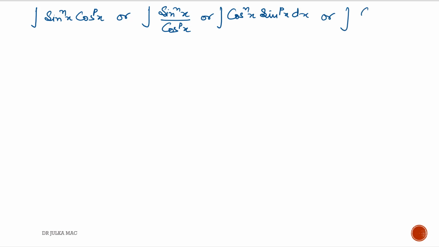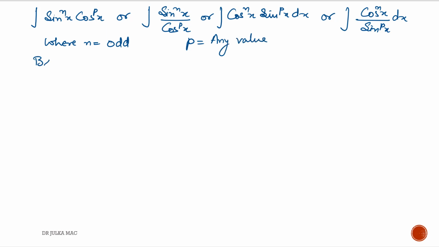Next point, whenever we have sin raised to power n x into cos raised to power p x, or sin raised to power n x divided by cos raised to power p x, or cos raised to power n x into sin raised to power p x, or cos raised to power n x divided by sin raised to power p x, where n is an odd power and p is any value, either even or odd, or a fraction. Break only the small odd power in the numerator and solve as we solve the quotient of odd power.